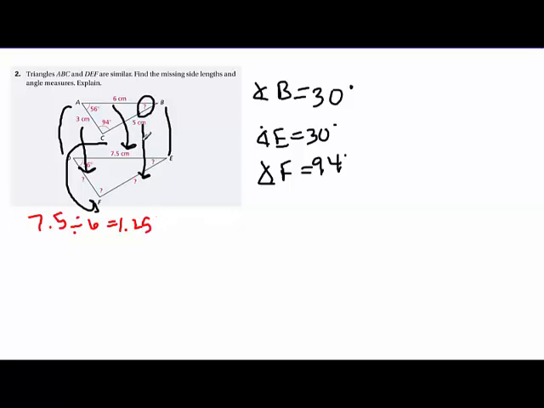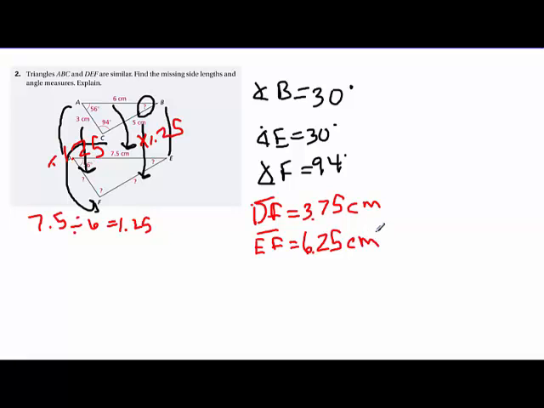Now I'm just going to apply that. I would take 5 times 1.25, and I would take 3 times 1.25. When I do this, I'm going to get that side length DF is 3 times 1.25, which is 3.75 centimeters. And side length EF is 5 times 1.25, which is going to give me 6.25 centimeters.